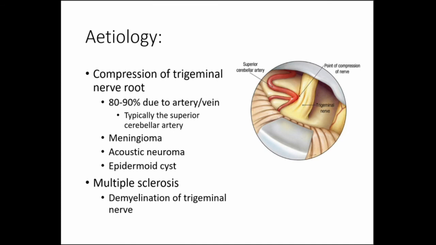So the classical cause of trigeminal neuralgia is vascular compression. So in about 80 to 90% of patients, compression of the trigeminal nerve, typically by the superior cerebellar artery, leads to trigeminal neuralgia. However, there are other things which can cause trigeminal neuralgia, such as meningioma, acoustic neuromas, or epidermoid cysts. These would be the secondary causes of trigeminal neuralgia.